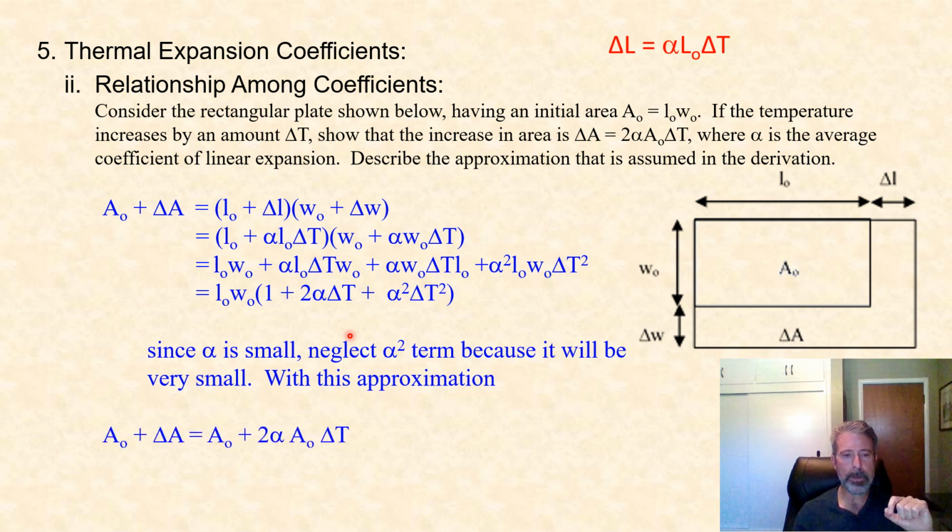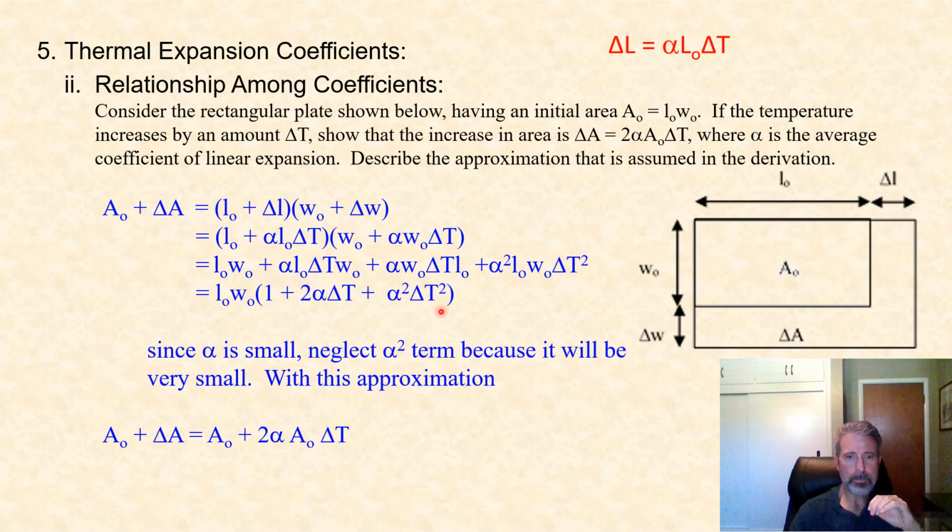So with this approximation, our equation reduces to, here, I just want to point out L naught omega naught, that is just A naught, our initial area. So we're going to write it that way, and we have basically A naught times 1 plus A naught times 2 alpha delta T, and then we're neglecting that last term because of the alpha squared factor in it.